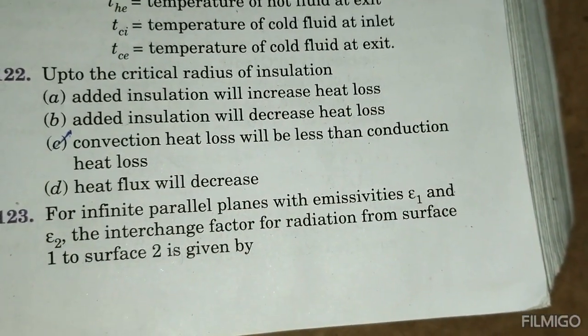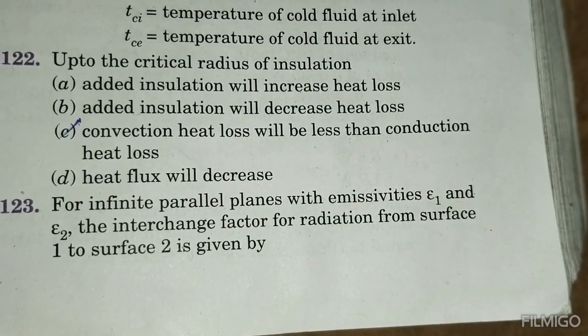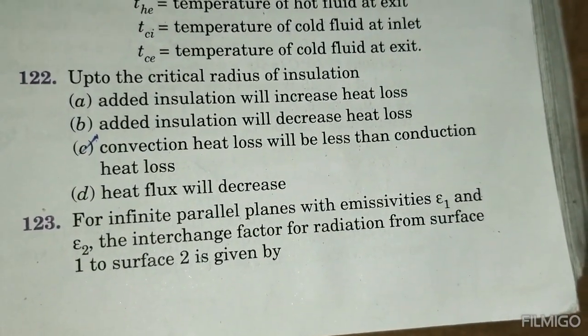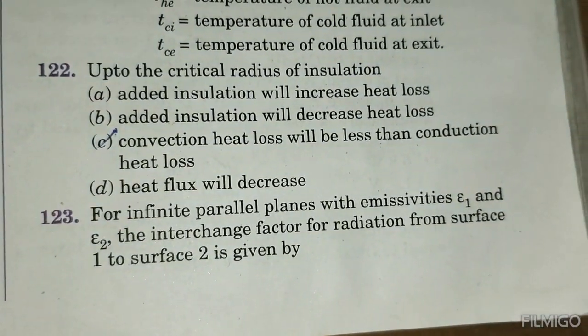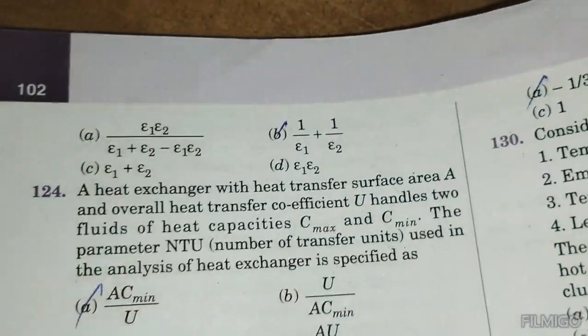Up to the critical radius of insulation, convection heat loss will be more than conduction heat loss. For infinite parallel planes with emissivities E1 and E2, the interchange factor for radiation from surface 1 to surface 2 is given by 1/(1/E1 + 1/E2 − 1).